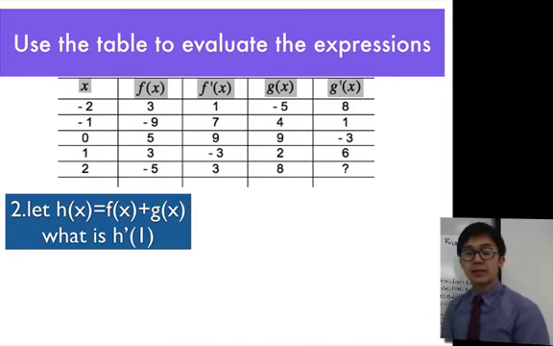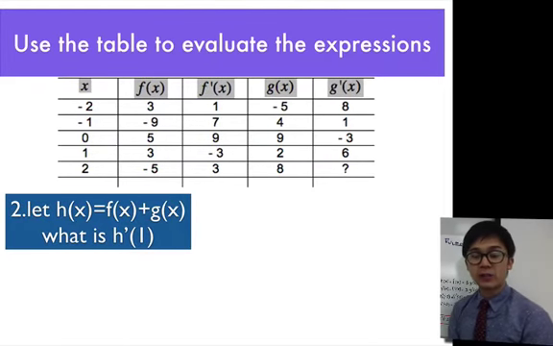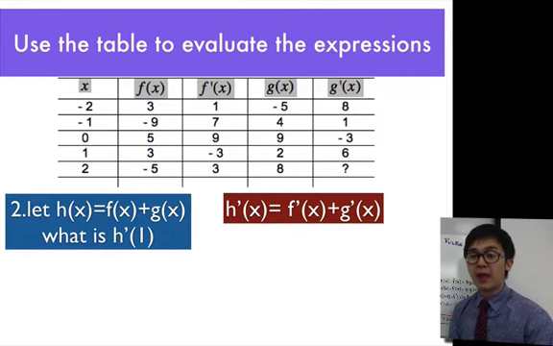Now let's have more examples. So let's say my second example is h of x equal to f of x plus g of x, given the same values on our table. We're going to find h prime of 1. Just like what we did, we need to find the derivative of h of x, which will give us f prime of x plus g prime of x.